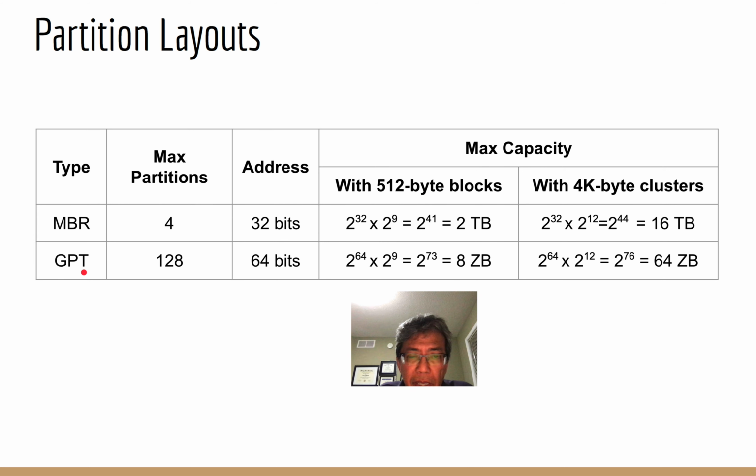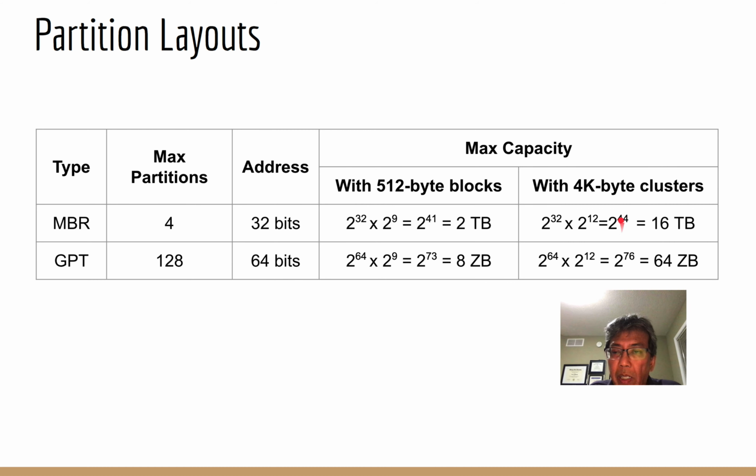Now, with the GPT, because it gives you a 64-bit address, that means the hard drive can have as many as 2 to the power of 64 blocks. And again, if we are using 512-byte blocks, then the total size would be 2 to the power of 64 times 2 to the power of 9. That will give you 2 to the power of 73. And that number is equal to 8 zettabytes, which is a lot.